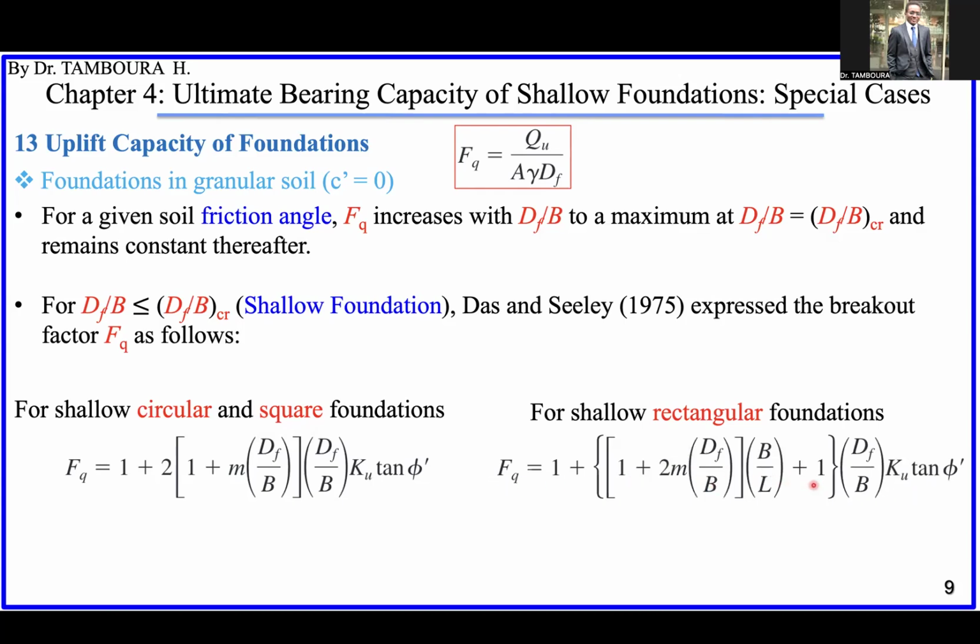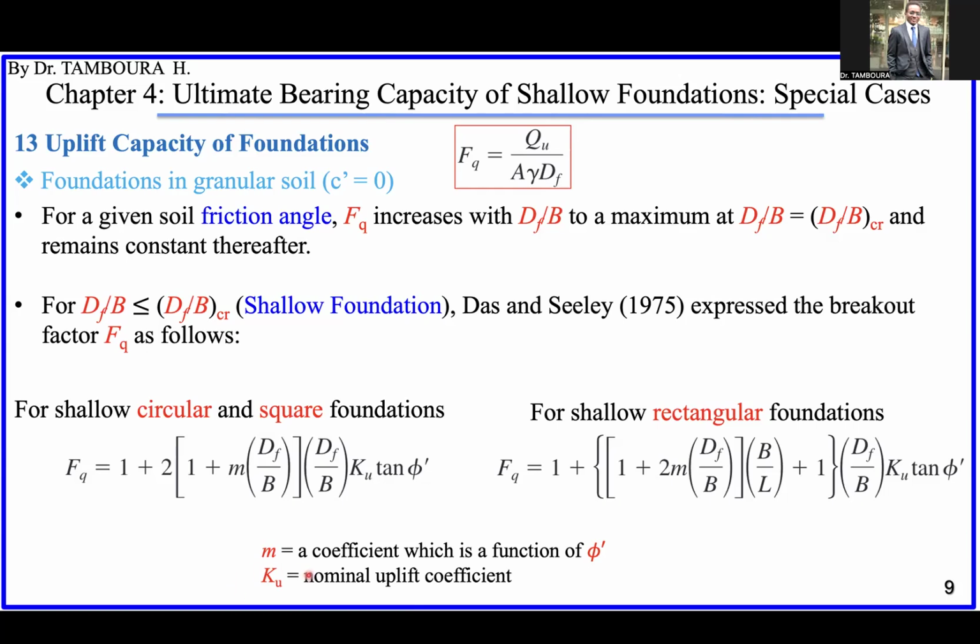You will say, what is m? What is KU? Don't worry. M is a coefficient which is a function of phi. We will see it also, because we need this FQ to get our bearing capacity, and to get the breakout factor FQ, we need M, of course, and we need KU. What is KU? It is the nominal uplift coefficient. We will see all this, so we will start getting these.